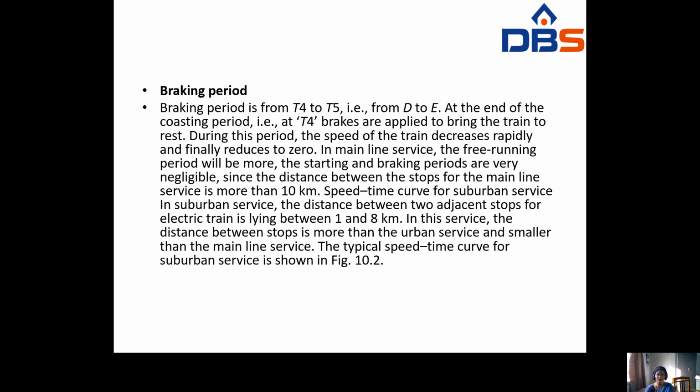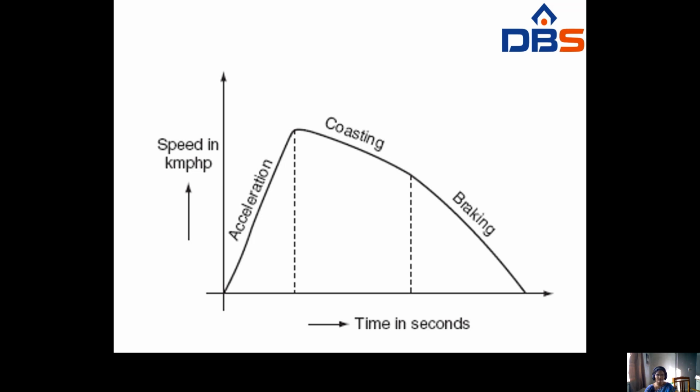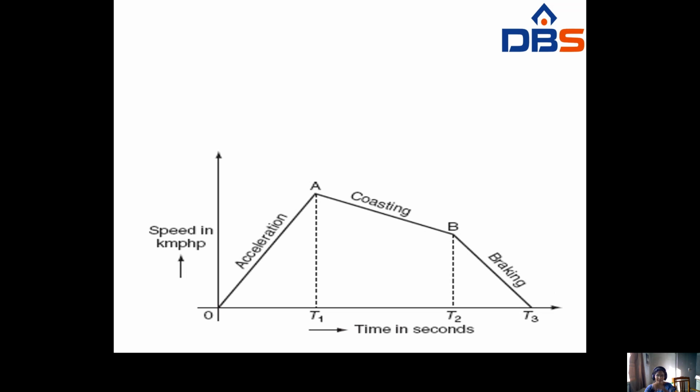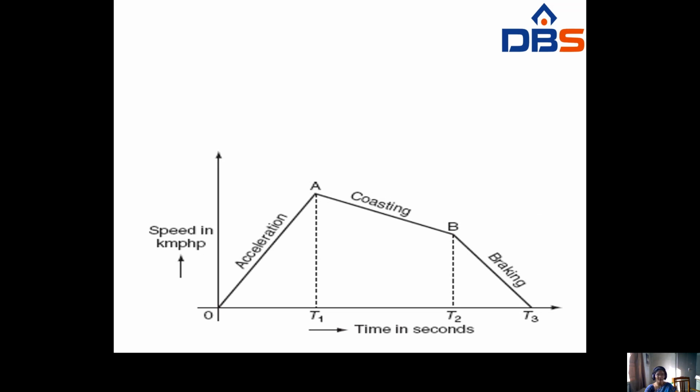Speed time curve for the suburban services. See, this is the speed time curve for suburban services, which has only acceleration, coasting and braking. The previous diagram is for mainline services, and this one is only for the suburban services.